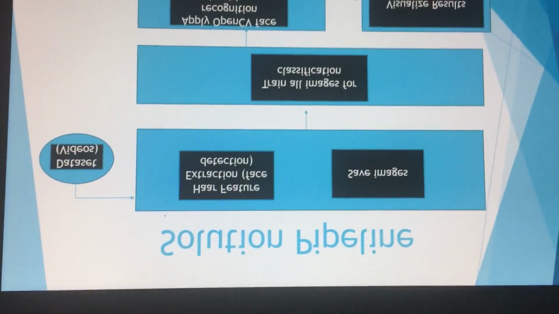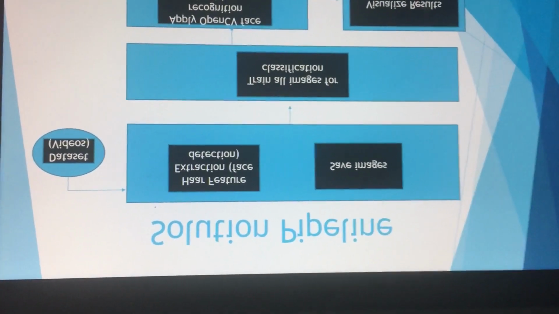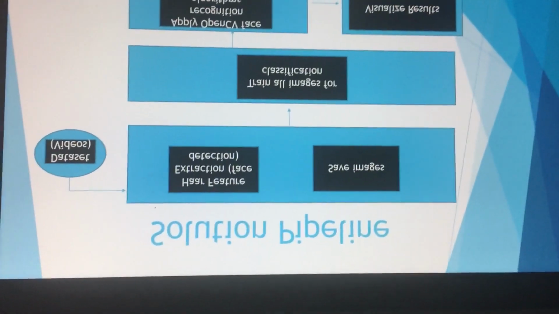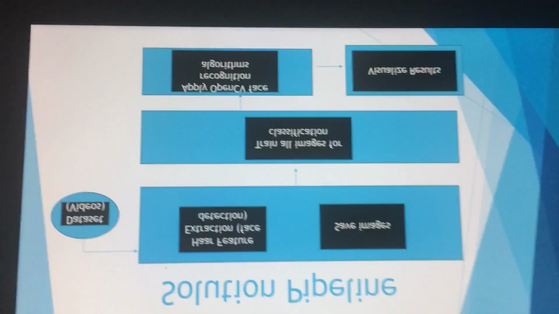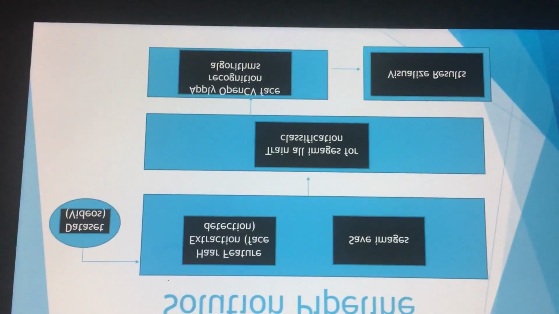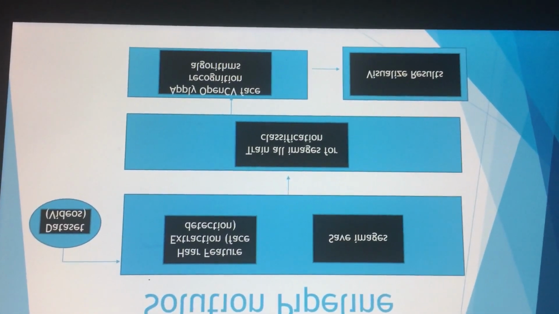This is my solution pipeline. So we've got our HAAR features extraction, so we're detecting faces. We're saving those images, and then we train all images for classification. We apply the face recognition algorithm, and then we visualize our results.